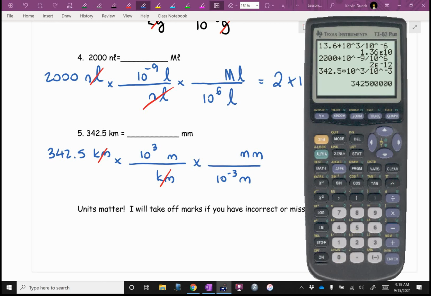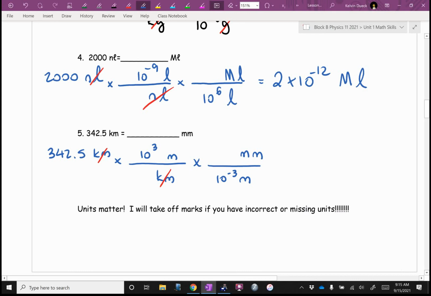And I get 3425 and then 5 zeros, is that right? I think I'm going to write that in scientific notation. You can write 3425 and 5 zeros. I'm going to write 3.425 times 10 to the 8th. Units, millimeters.